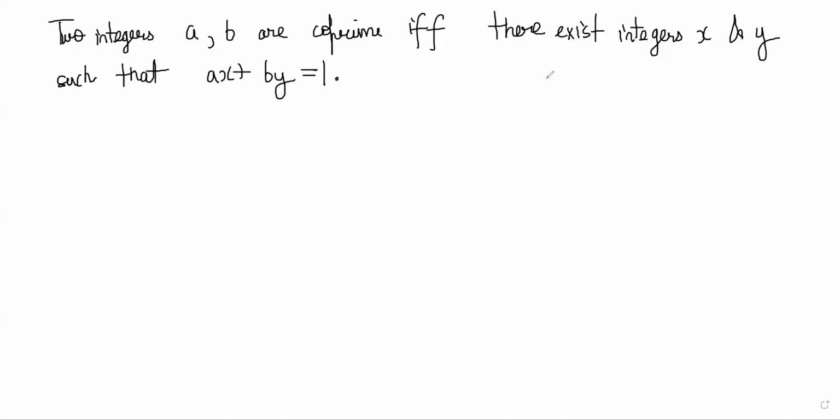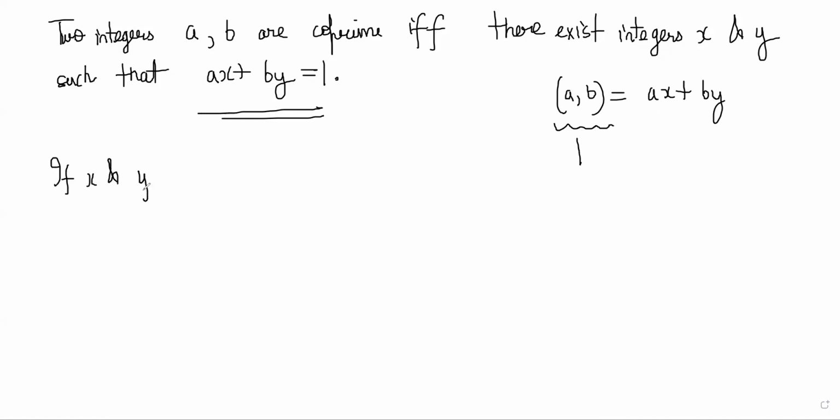Now, this is a direct application of the previous property. We said that the GCD of A and B can always be written as AX plus BY. But in this case, since they are co-prime, this must be equal to 1. So this must happen for two integers to be co-prime.